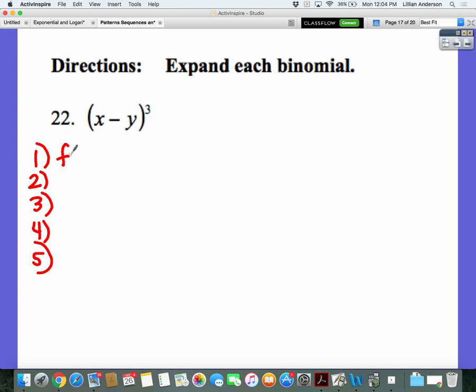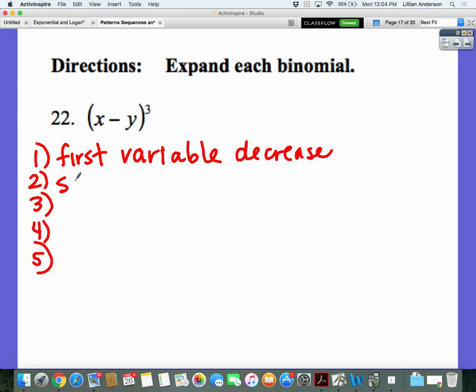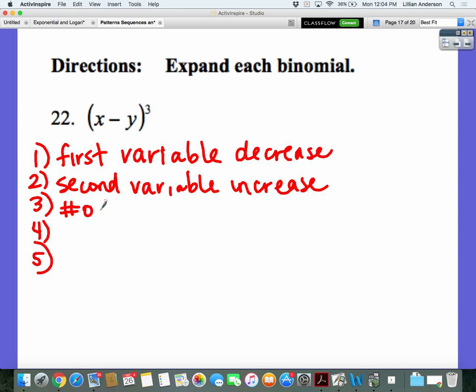Your first variable, in this case x, is going to decrease. Its exponent is going to decrease while the second variable does what? It's going to increase. These are ways to double check to make sure that you didn't mess anything up. Your number of terms is always what? Does anybody remember? When you expand this, your number of terms is one more than the power.